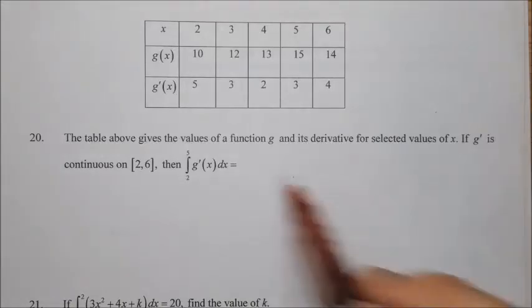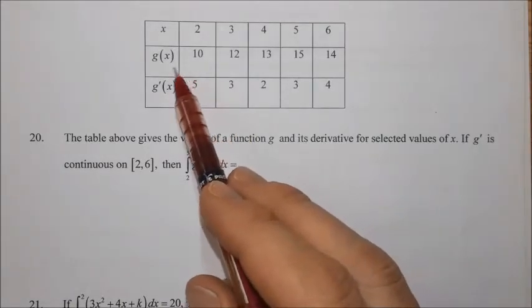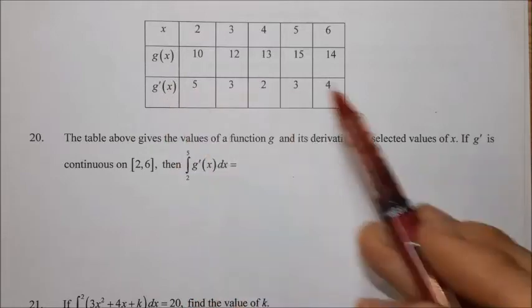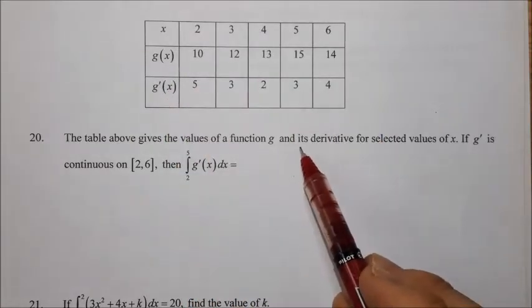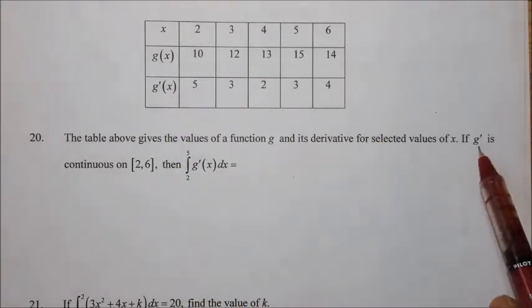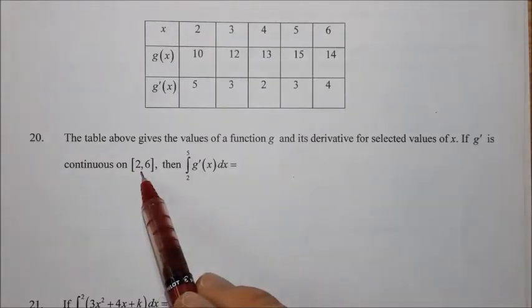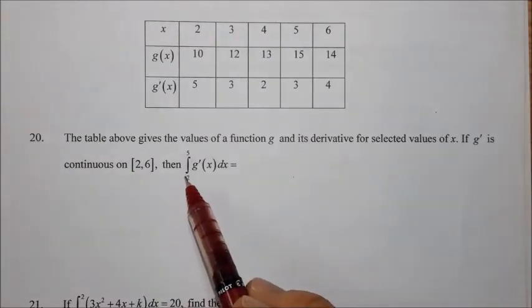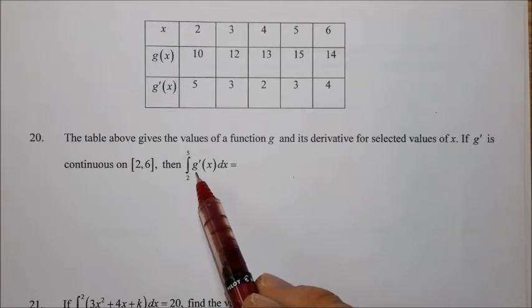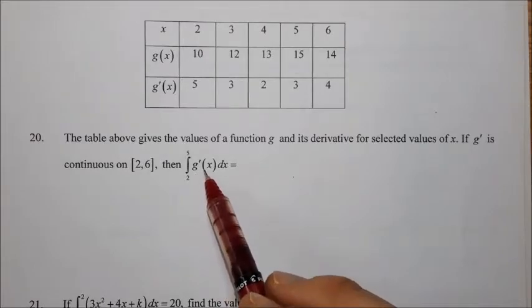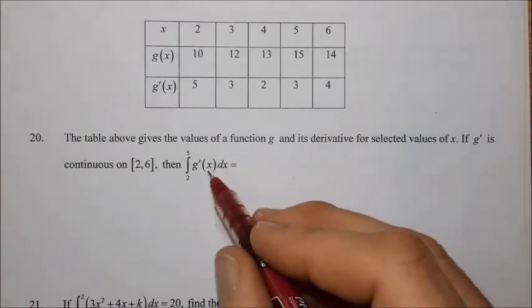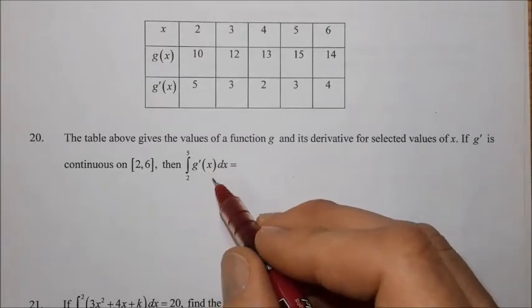Problem number 20, we're given a table of values and it includes a bunch of values for g and g prime. We are told that g prime is continuous on 2 to 6, which is good, but we're only interested in the integral from 2 to 5 of g prime of x dx. Alright, well, the integral says first thing we do is take the antiderivative. This is our fundamental theorem of calculus.